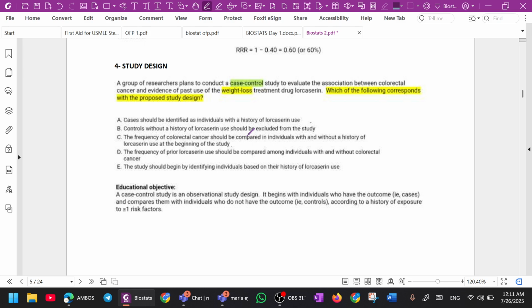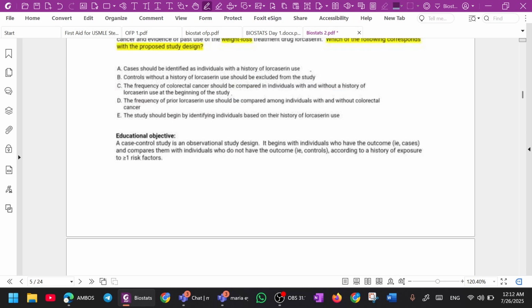You can read it. A case control study is an observational study design. It begins with individuals who have the outcome, cases, and compares them with individuals who don't have the outcome, controls, according to a history of exposure to one or more risk factors. Okay, you got that point right.